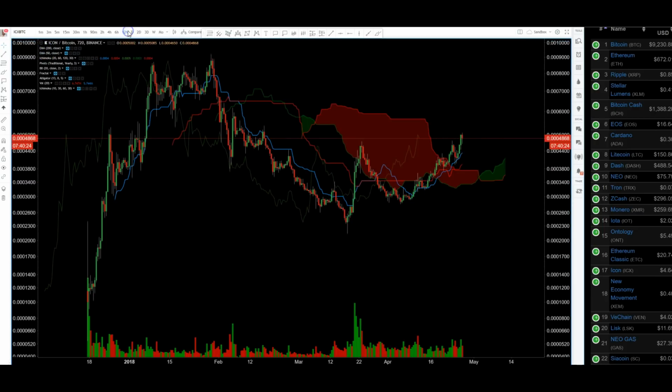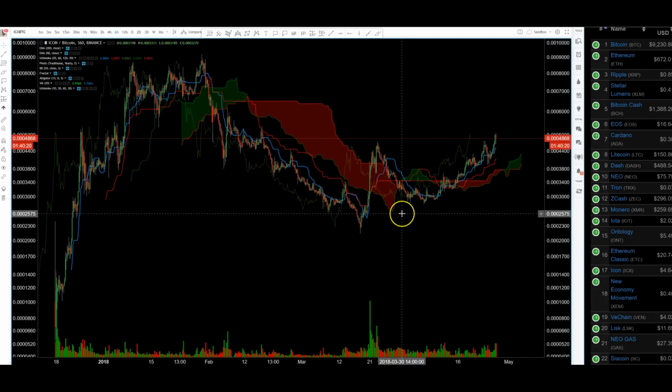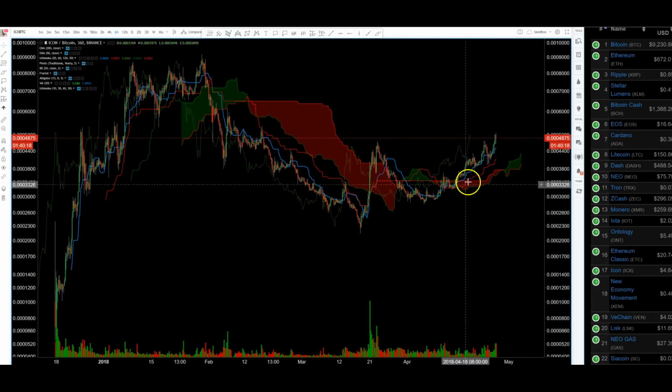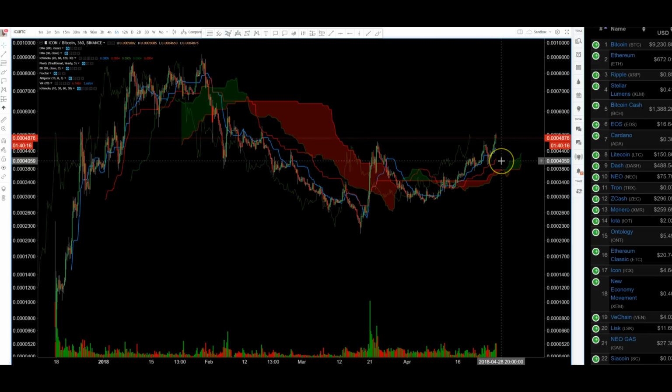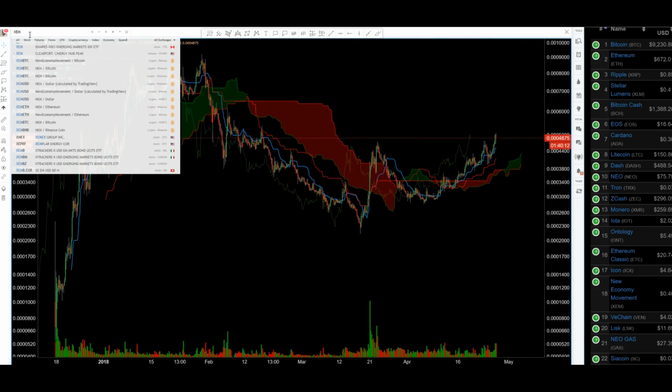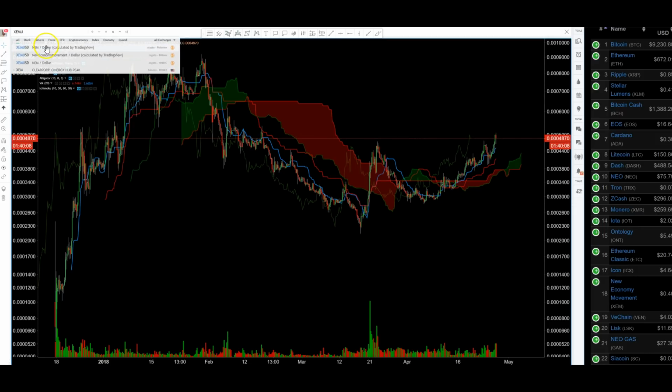Binance, ICX, BTC. Nothing too exciting. Certainly looks bullish trend-wise, but not a buy at this level for me. Let's check out XEM. We'll go here.